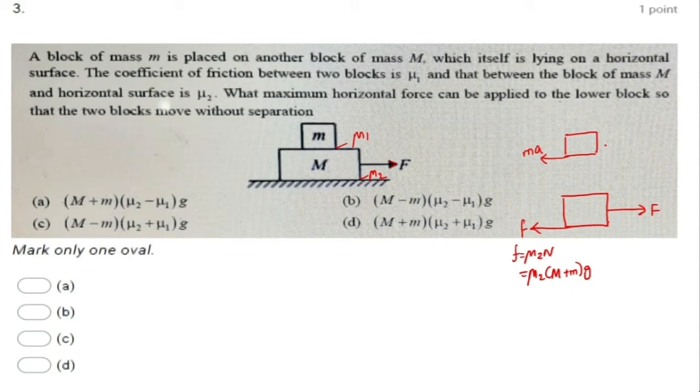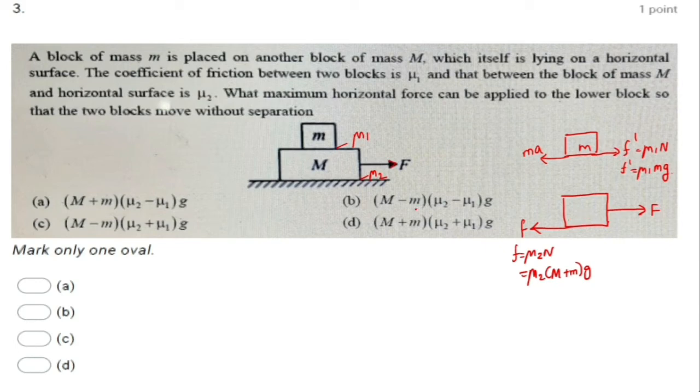In the same way, there will be friction acting between the two blocks, f dash, that is equal to mu1 into the normal reaction force. What is f dash here? F dash is equal to mu1 into n, where n is for small m, so the normal reaction force is small m into g. So these are the forces acting on these two blocks.